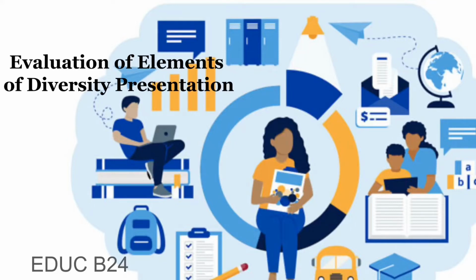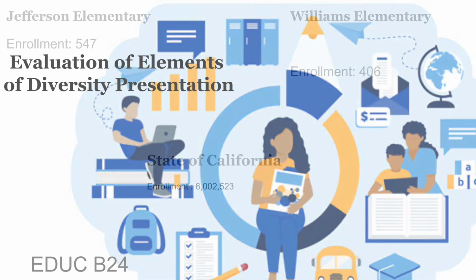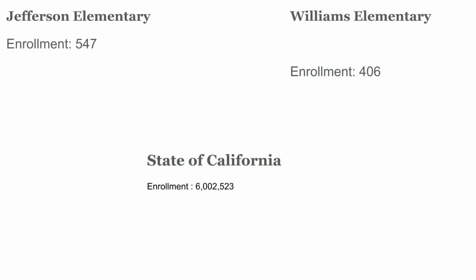Hello, my name is Hannah Luna, and today I'm going to be evaluating the elements of diversity. I am going to be comparing Jefferson Elementary and Williams Elementary to the state of California.